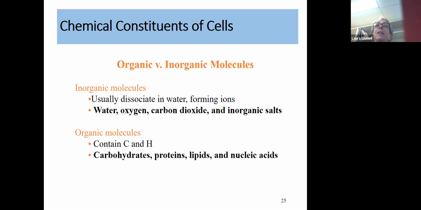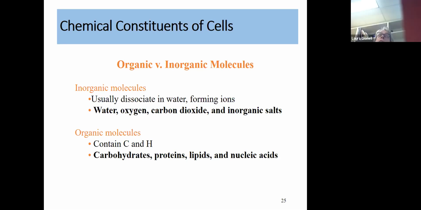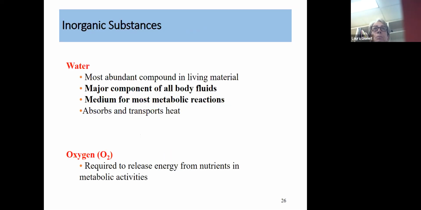Organic molecules have at least carbon and hydrogen. Now, they frequently have oxygen, phosphorus, sulfur, nitrogen. There's all these other elements that could be there, but to be organic, you have to at least have carbon and hydrogen. Right? Carbohydrates, proteins, lipids, and nucleic acids are the organic families we find in the body. And so we're going to be looking at those.